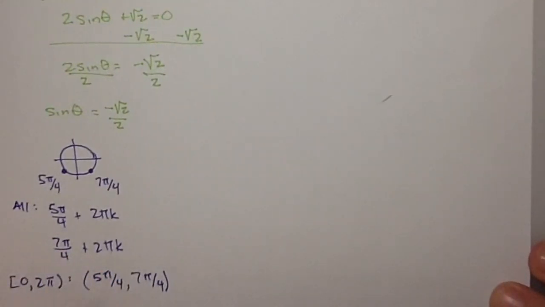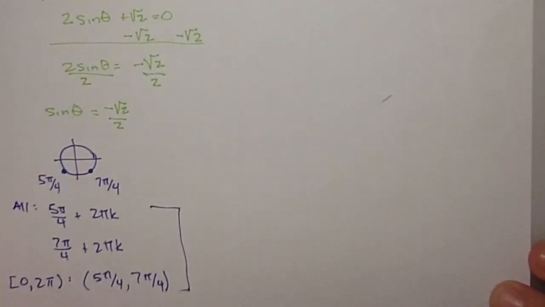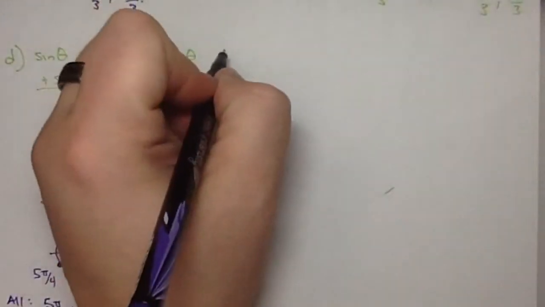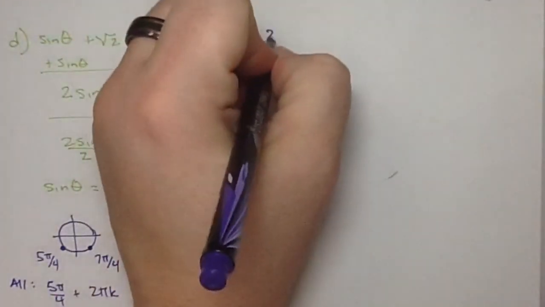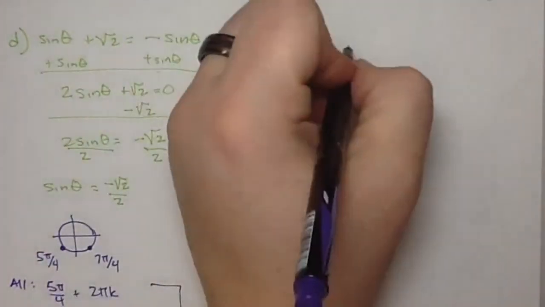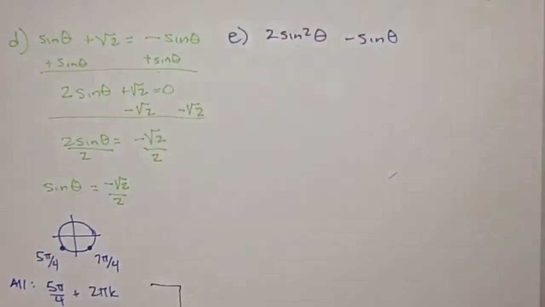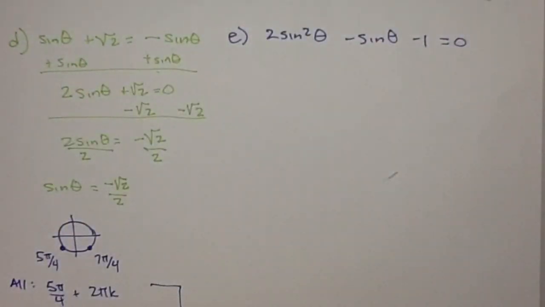So these are the solutions to 13D. So let's go back and see if we can figure out the next. 13E says 2 sine squared theta minus sine theta minus 1 equals 0. Hey, that looks like a quadratic equation. And it looks like one that I might be able to factor.